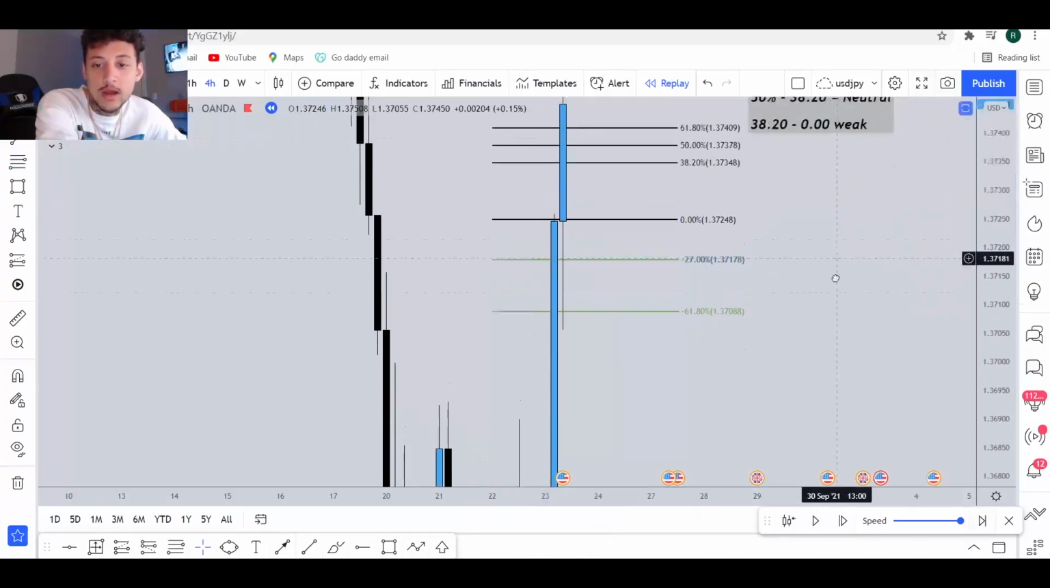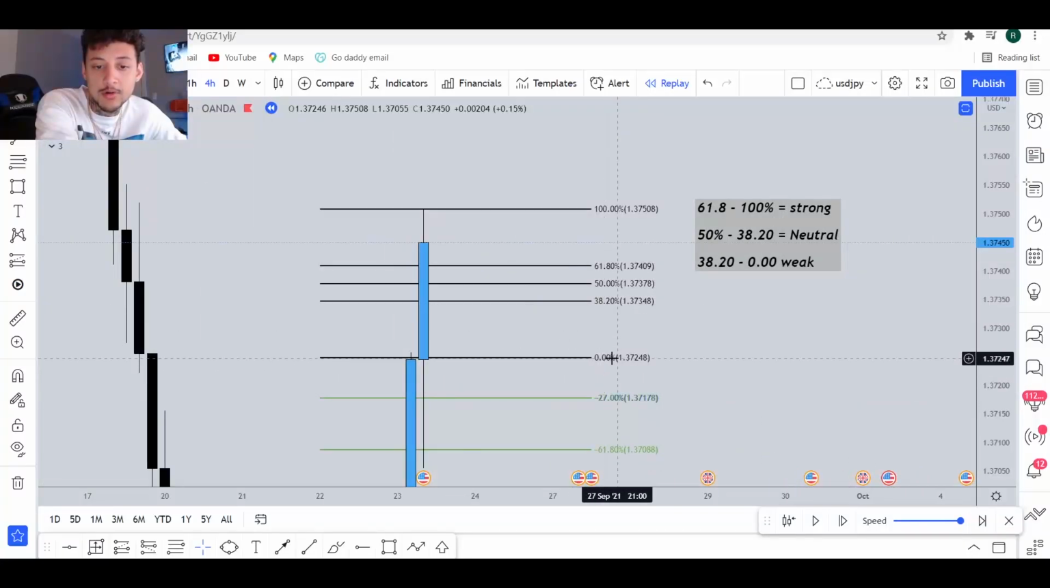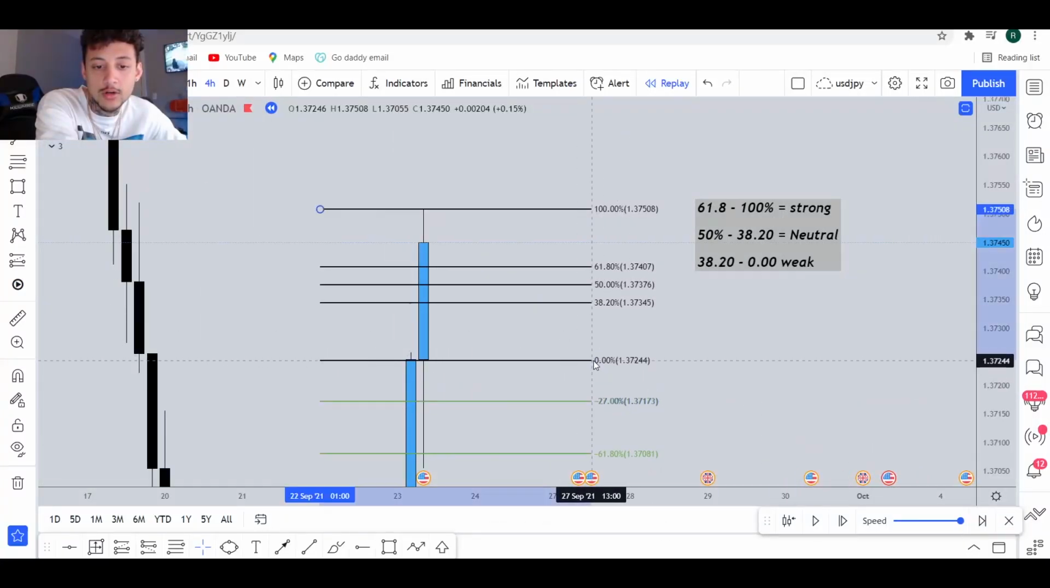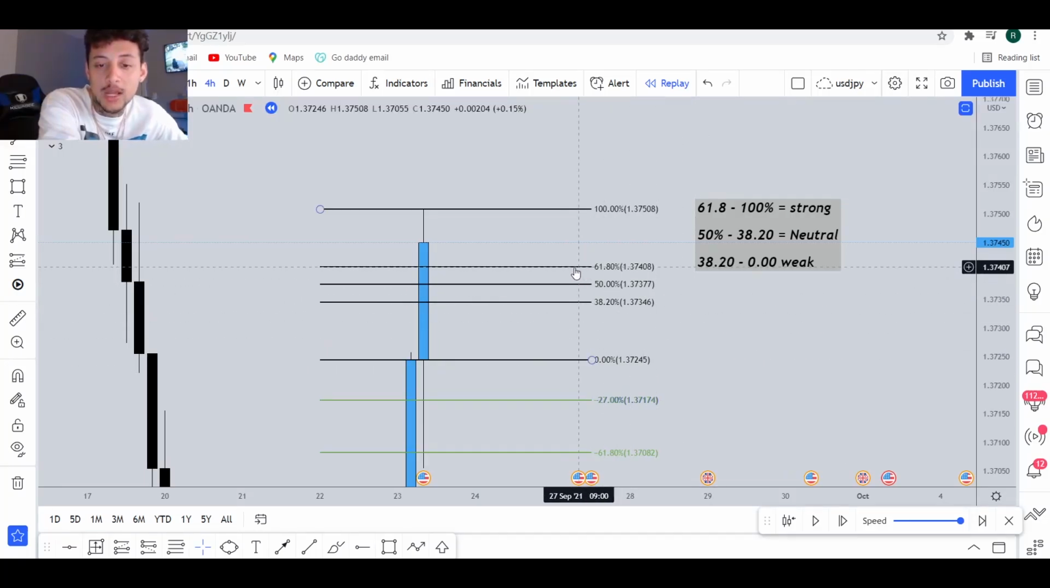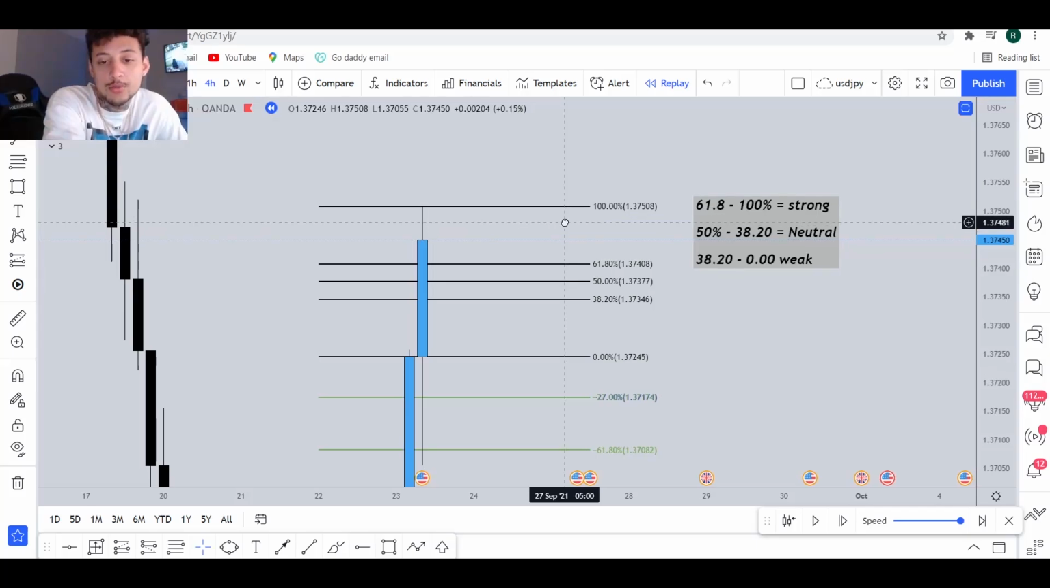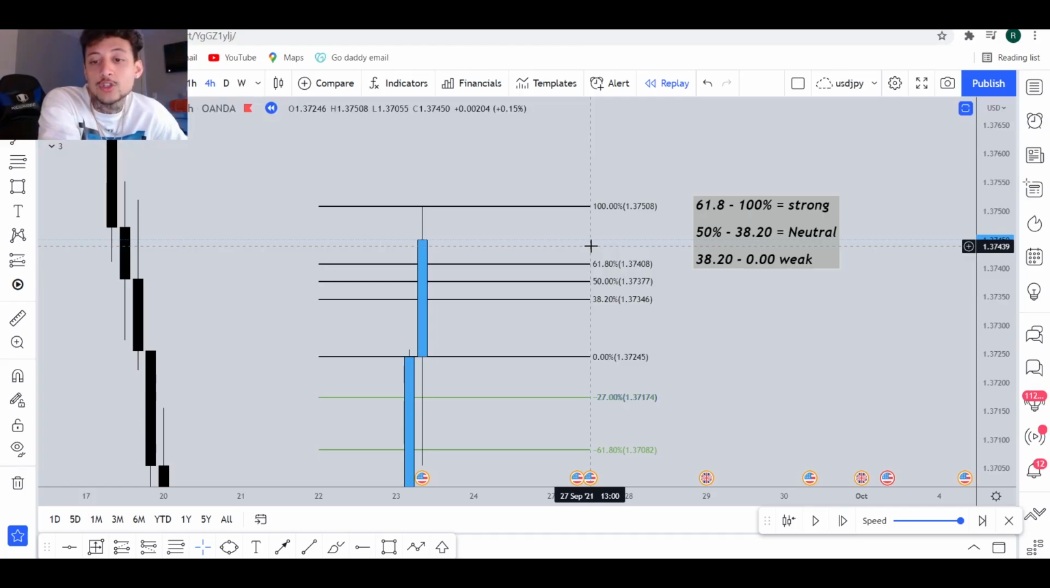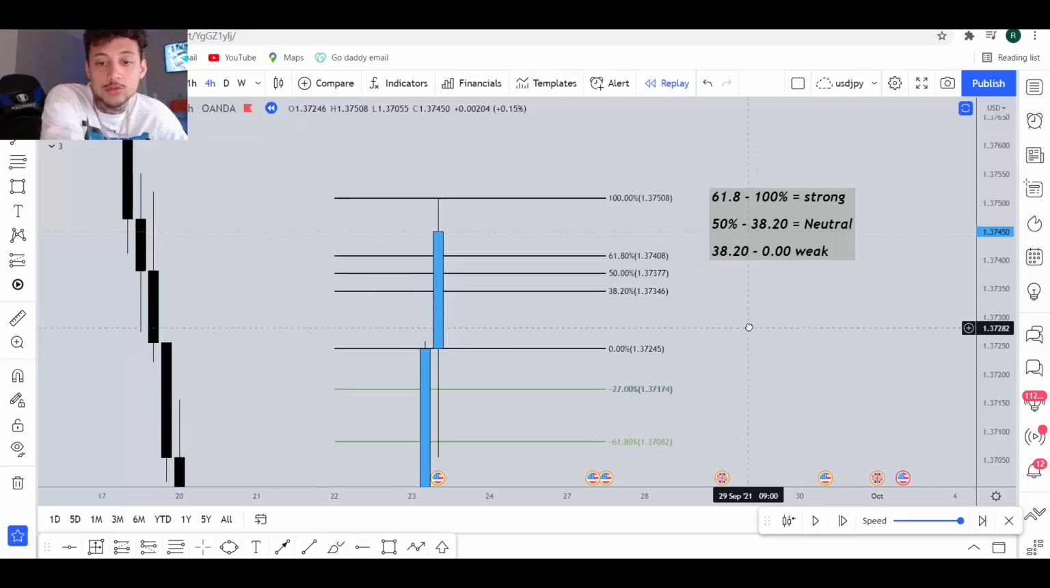And as you can see, we have different levels here. We have the 0, which is where the candlestick started, which let me adjust that. We have the 38.20, we have the 50%, we have the 61.8%, and we have the 100%. So we're going to be using these percentages to make cuts within the candlestick to determine what level the candlestick is actually trading at. If it's at a very strong closure, if it's at a neutral closure, or if it's at a weak closure.